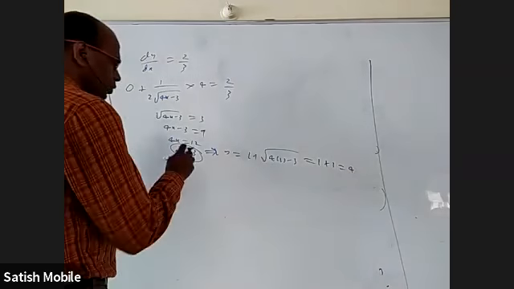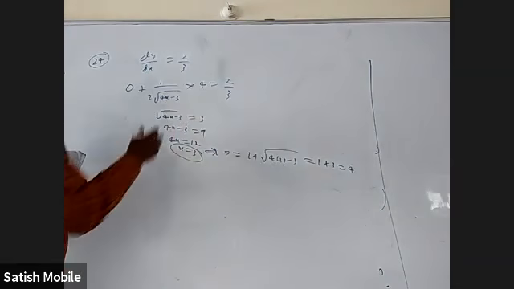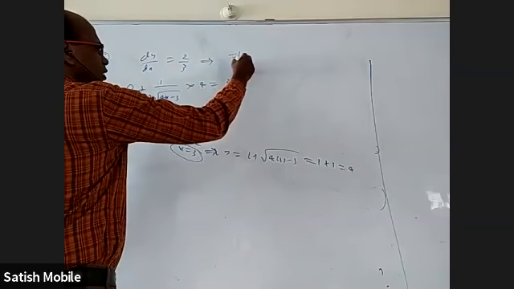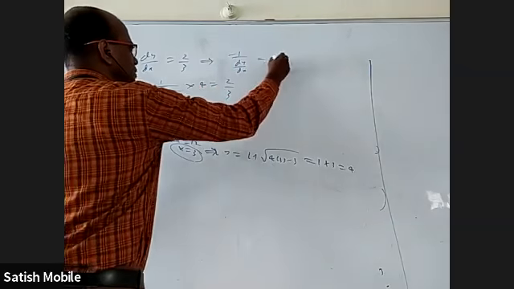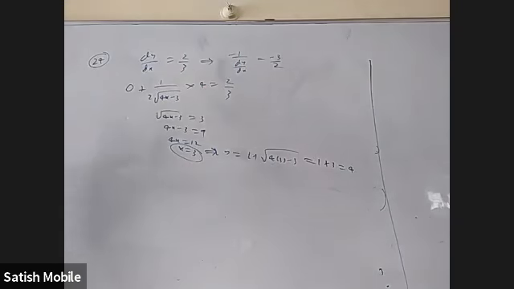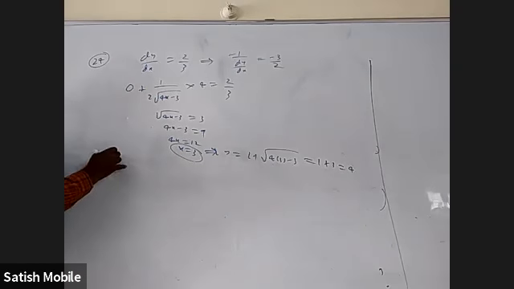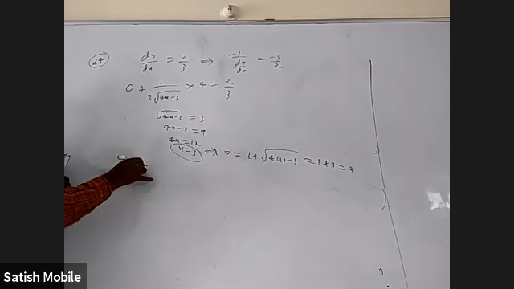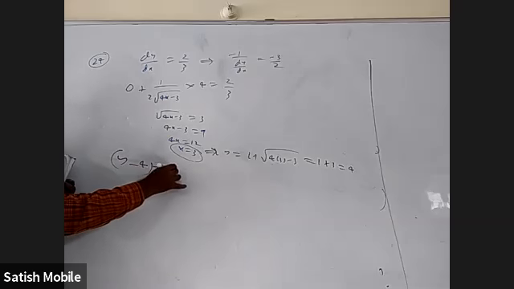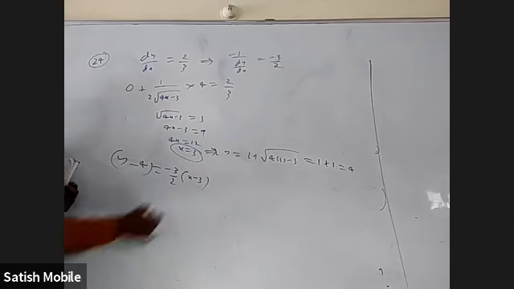Right. The x coordinate is 3, the y coordinate is 4, and the slope of the tangent, dy by dx, is minus 3 by 2. So the slope of the normal is minus 1 by dy by dx. What is the equation of the normal at this point? y minus the y coordinate, 4, is minus 3 by 2 into x minus the x coordinate, 3.